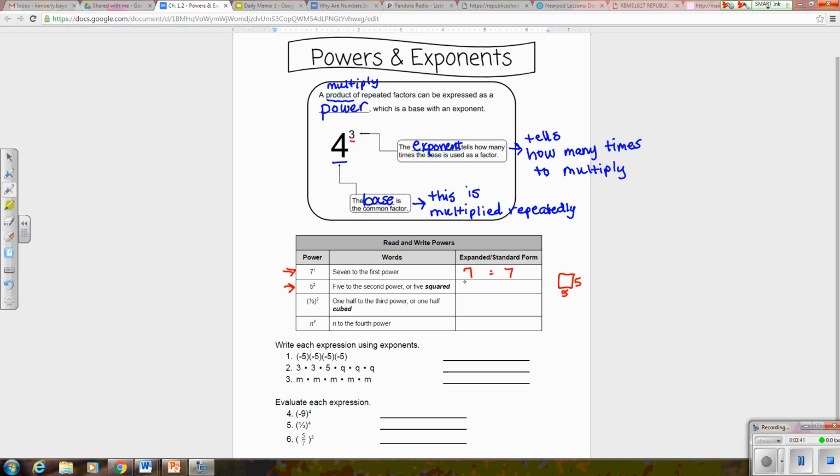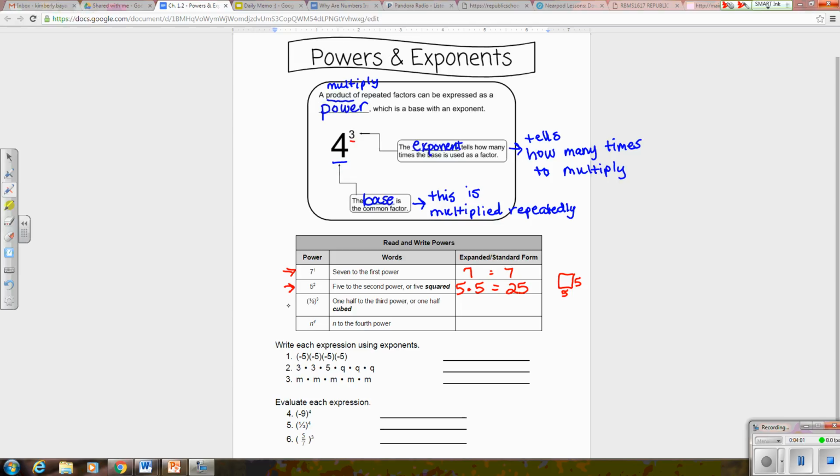The expanded form is 5 times 5, and please use a dot and not an X. 5 times 5 equals 25. So here's our expanded form, here's the standard form, and this is the power form, or the exponent form.